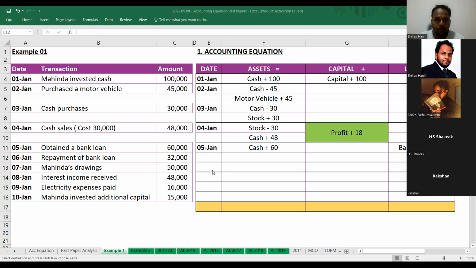Sixth January, repayment of bank loan. When we repay, it is the reversal of obtaining the bank loan. Cash will reduce, bank loan also will reduce. That is the repayment, the reversal of this.